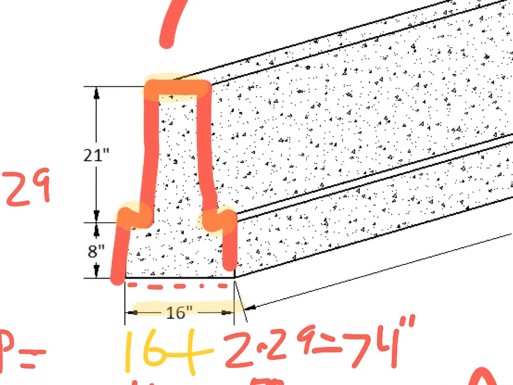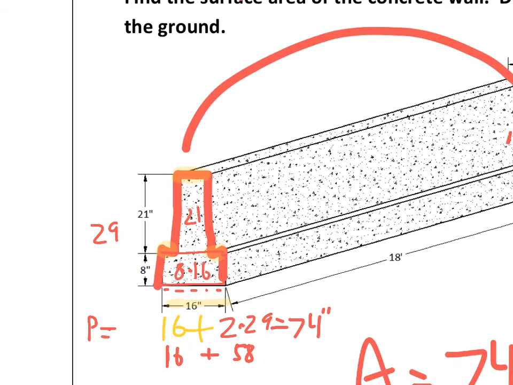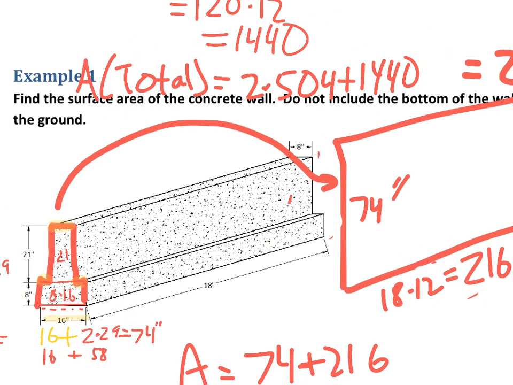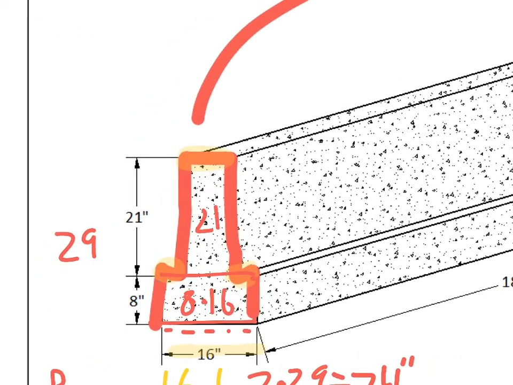But we also need to spray these ends. Okay, so I need to find the area of this upside down T, whatever you want to call this shape here. Kind of looks like an upside down T. And we got 2 rectangles here. This is 8 by 16, right? And this is 21 by, what does it tell us? Oh yeah, it's 8 inches. So see, we got the 8 inches over here, so it's 8 inches over there. So this is 21 times 8.